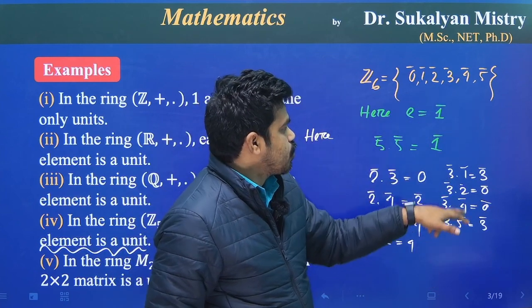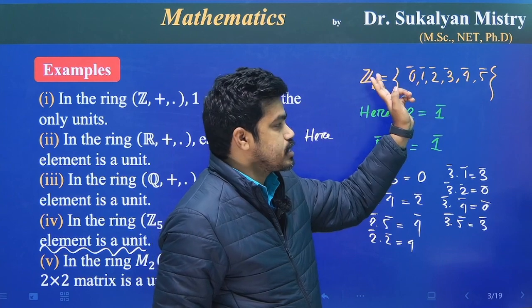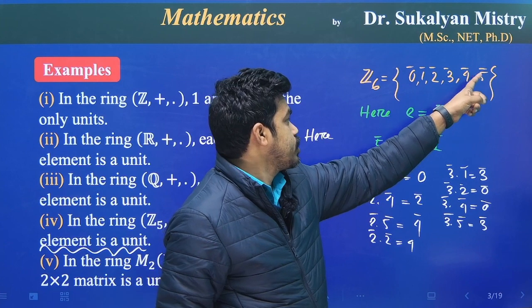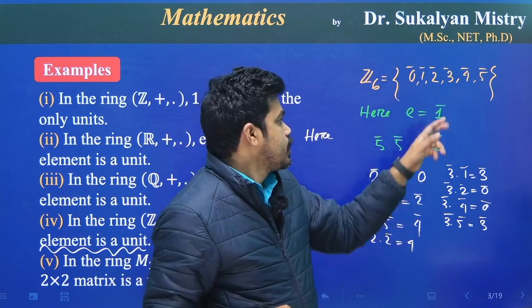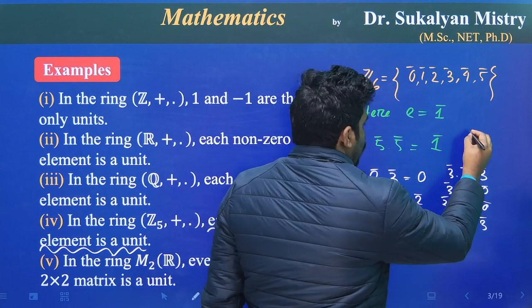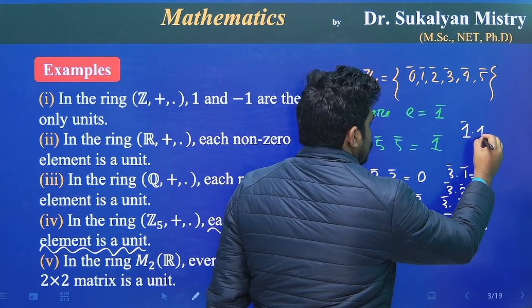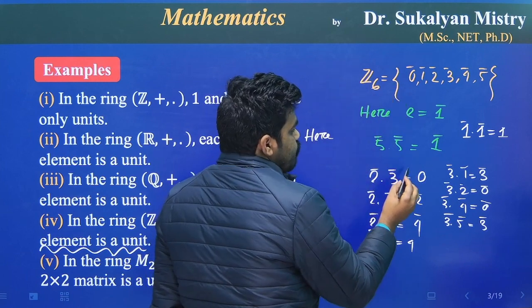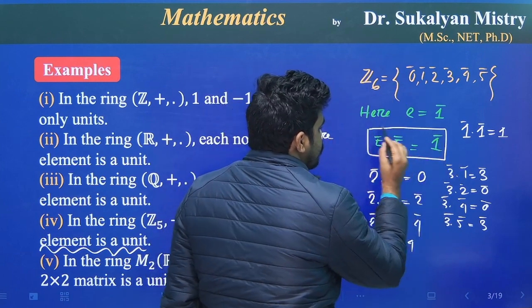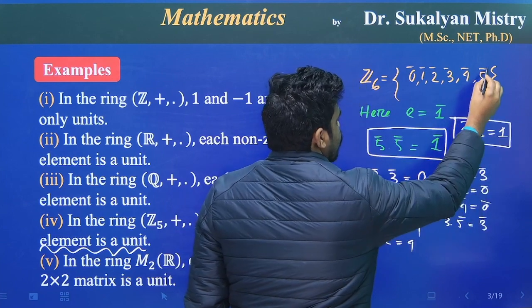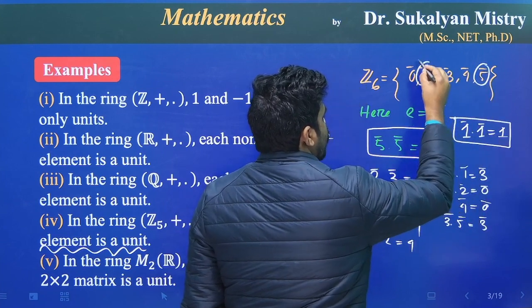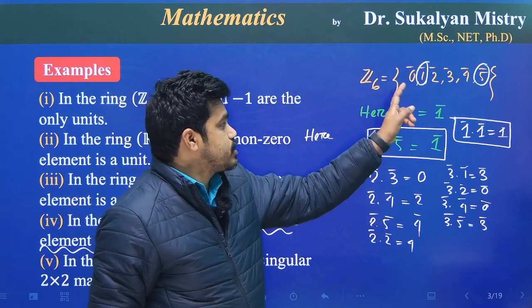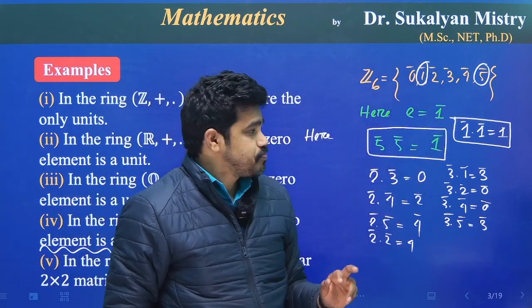Similarly, check with 4: 4 into 4 is 16, remainder 4. 4 into 2 is 8, divided by 6 gives remainder 2. 4 into 3 is 12, that means 0. 4 into 5 is 20, divide 20 by 6, the remainder is 2. So the only ones where you get 1 are 1 into 1, that is 1, and 5 into 5. So what are the unit elements of Z6? 5 and 1. The unit elements of Z6 are 1 and 5.